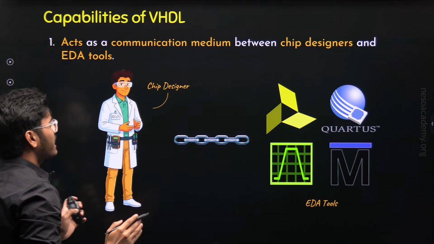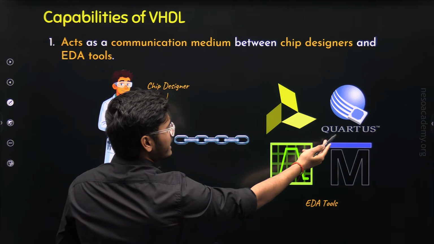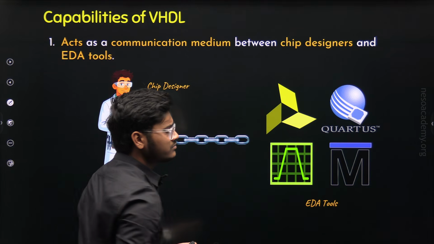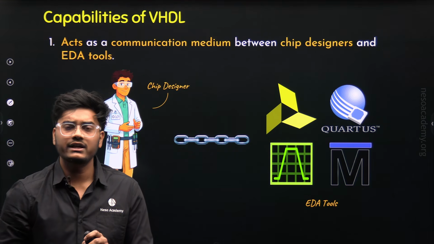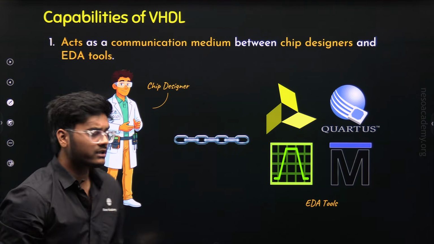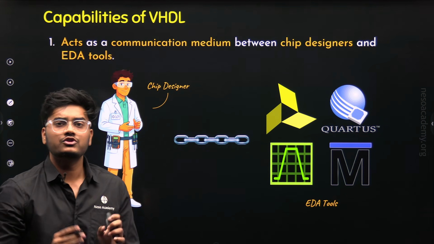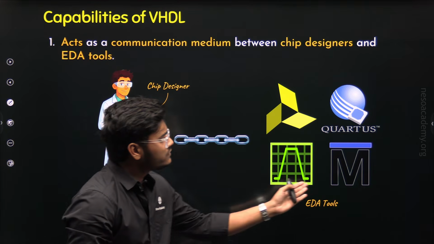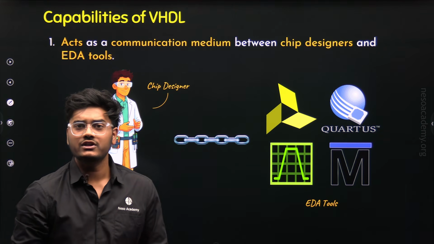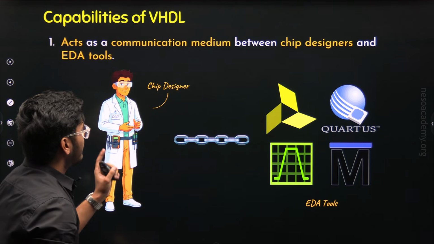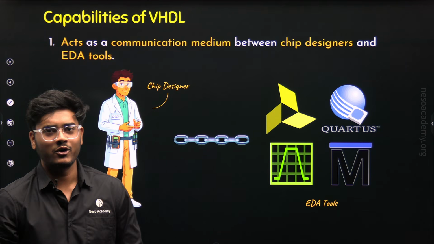Now, designers can use multiple software tools like Xilinx Vivado, Intel Quartus Prime, GTKWave, and ModelSim to create a design. Example, a chip vendor can provide a VHDL description of a component to a chip designer. Now, a chip designer will use those descriptions to create a design using any of these EDA tools depending on the design requirements. So, at this point, we understand that VHDL acts as a link between chip designers and EDA tools. So, I hope it's clear to you.